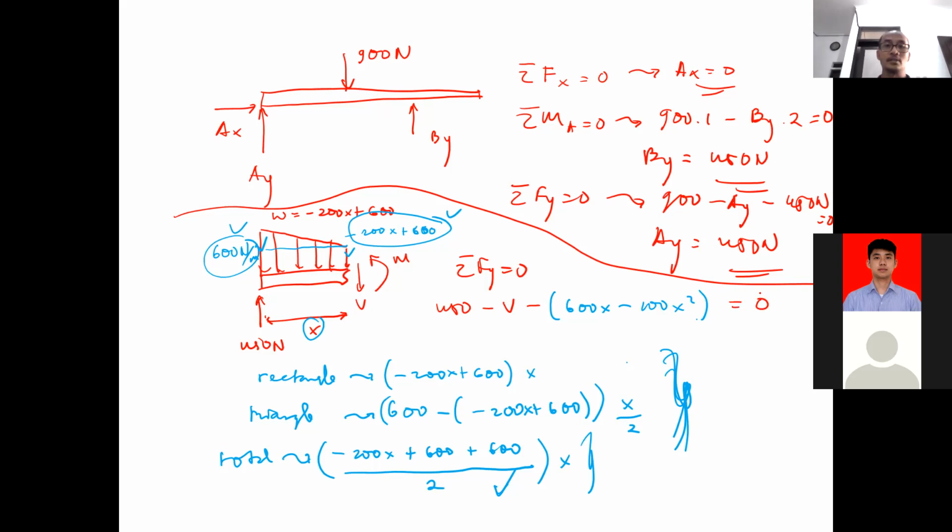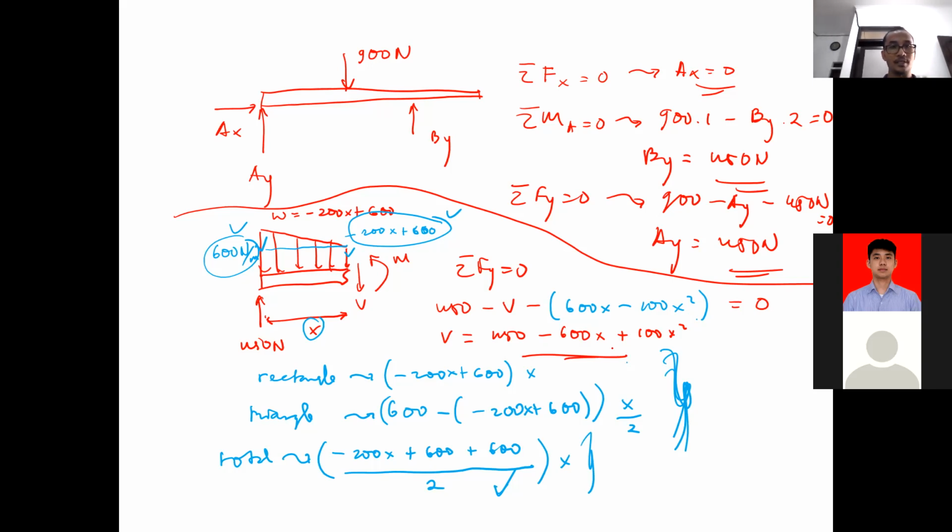Okay, so our phi here is supposed to be 450 minus 600x plus 100x squared. Okay, so this is our equation for phi.